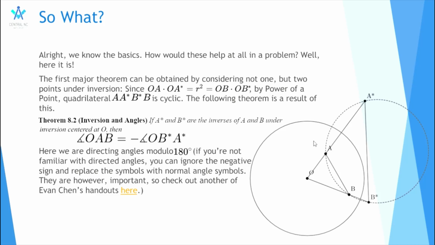But directed angles are actually pretty important when you come across configuration issues, especially in Olympiad problems. So it would be helpful if you got used to this. You should try checking out one of Evan Chen's handouts. It's right here. Alright, so that's our very first consequence, an important consequence of inversion.